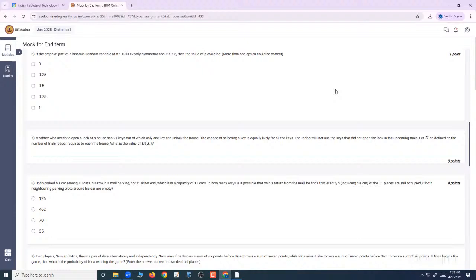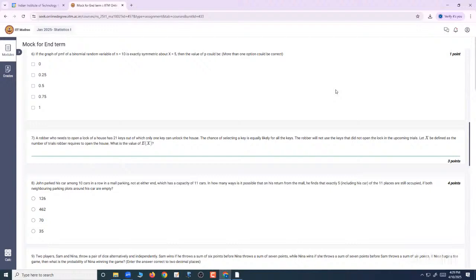What do you mean by this sentence? In uniform distribution. Yes, a uniform discrete variable. But what do you understand by this? That the chance of selecting a key is equally likely for all the keys, so the probability of opening with each key is the same. Correct. So that means 1 by 21 for each of the cases, correct?